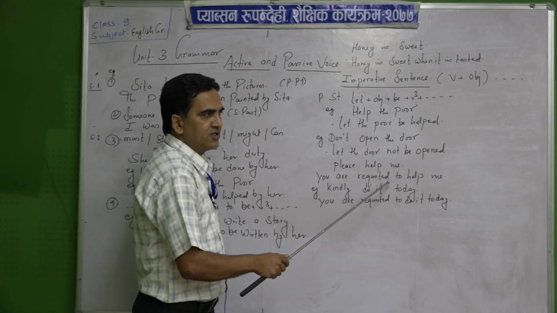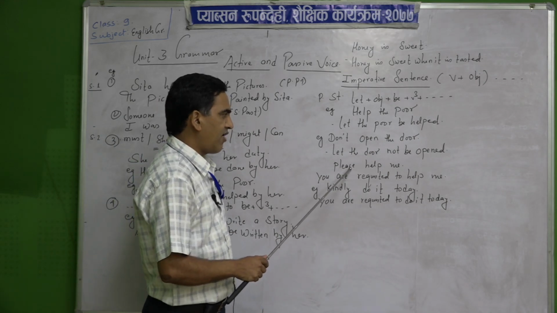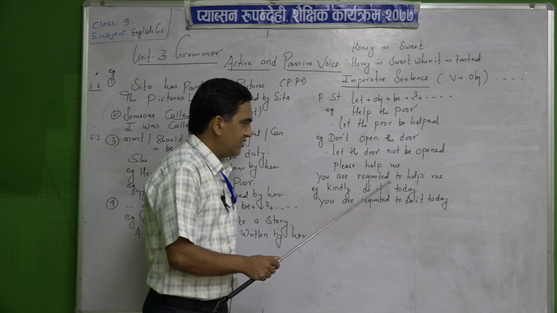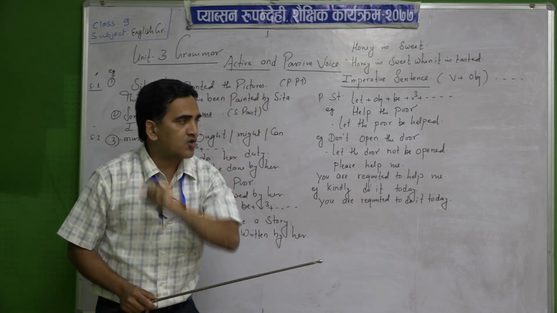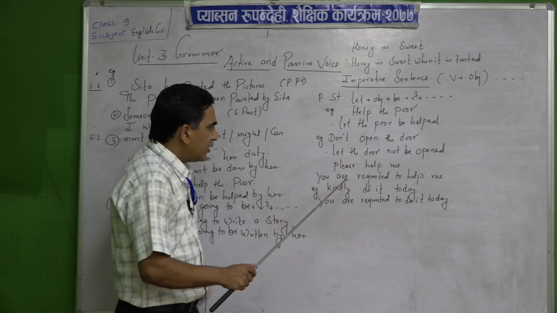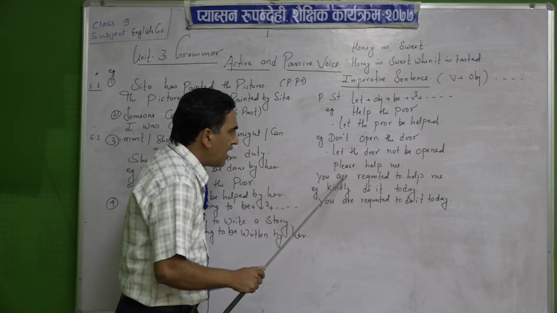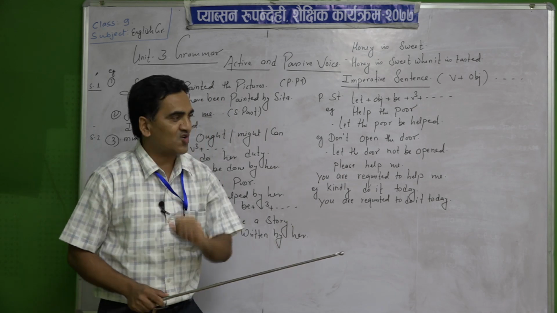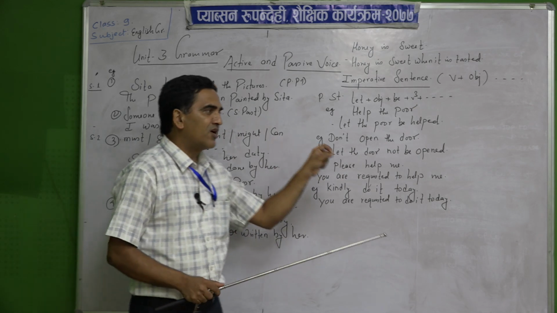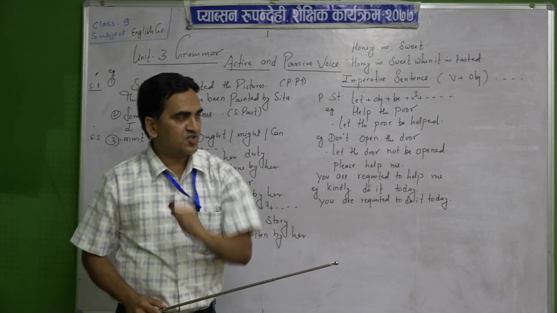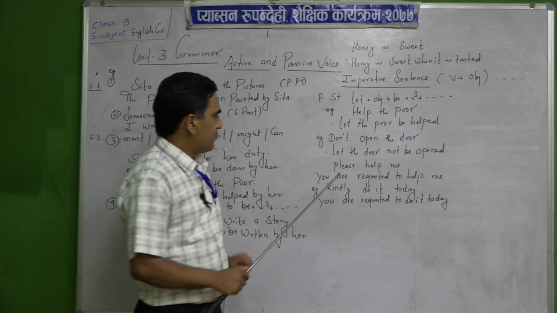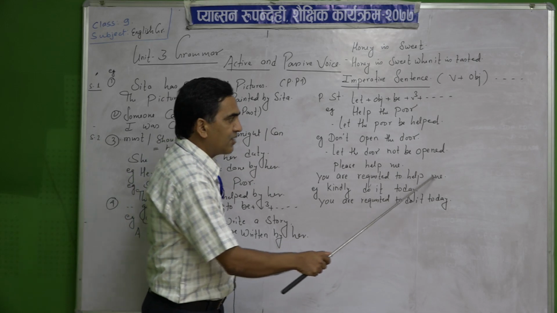You are requested. When there is please or kindly, you can write you are requested. You are requested to help me. Which one is the passive structure in this sentence, my dear students? You are requested is "am/is/are plus V3". It is the passive structure. All right. "Was/were plus V3" is also a passive structure. Okay. So, you are requested to help me.